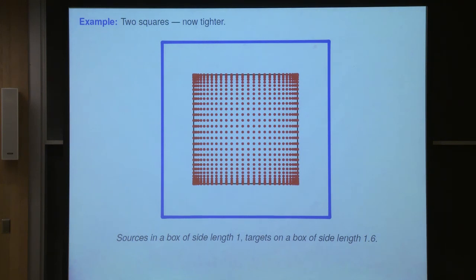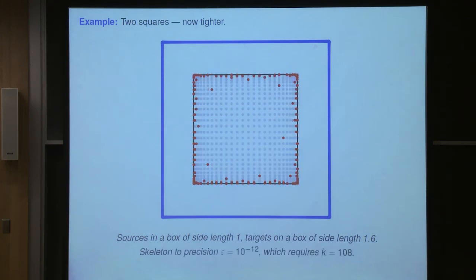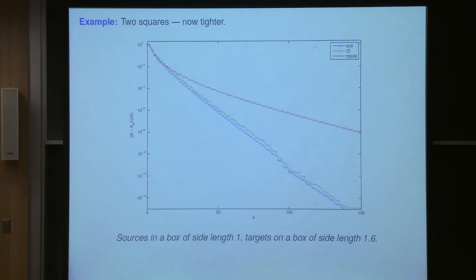Now let's creep the outer boundary inside. In the direct solvers, I'm going to push the blue box all the way in to touch the inner box. So I need the outgoing expansions to be valid in a larger region. Let's do just a little bit at first and see what happens. Here's the skeleton. Now I need 108 points. I used to only need 45 points. Here's the comparison. Now you see that the multipole expansion is doing much worse, as you would expect.